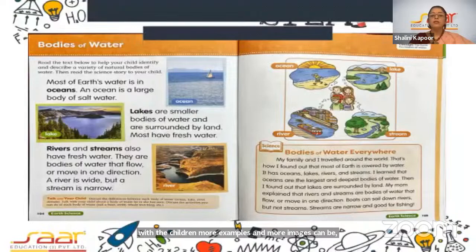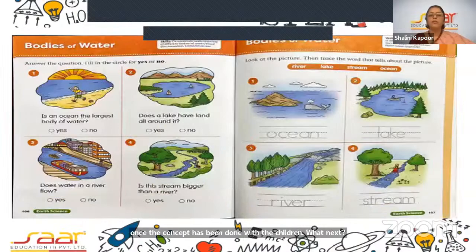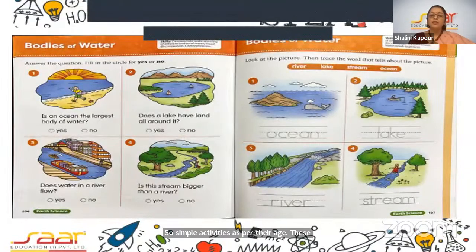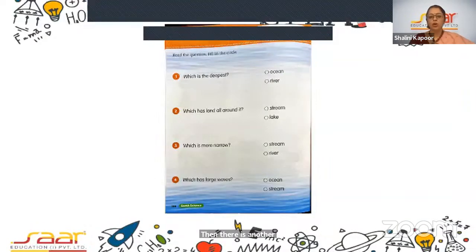So once the concept has been done with the children, what next? The children get to engage with the textbook with different activities. So simple activities as per their age. These activities are age graded. Simple yes/no questions on the first page, then identifying the image and writing down the spelling by tracing the letters on the second page. Then there is another activity where they have to select the right option. It's an MCQ, so to say. So having done this, what do we do next?